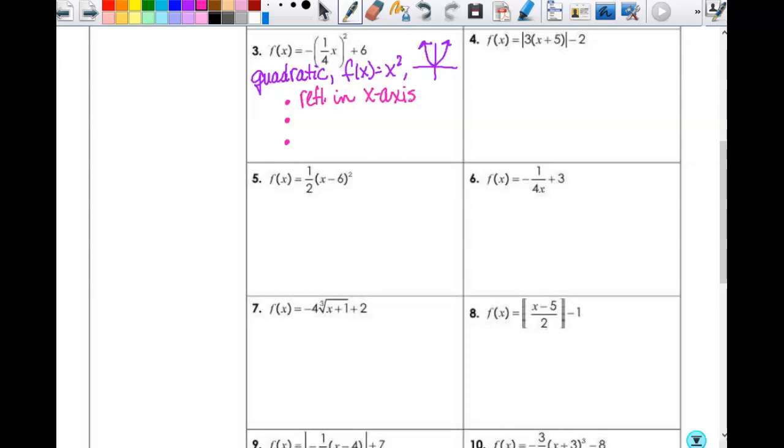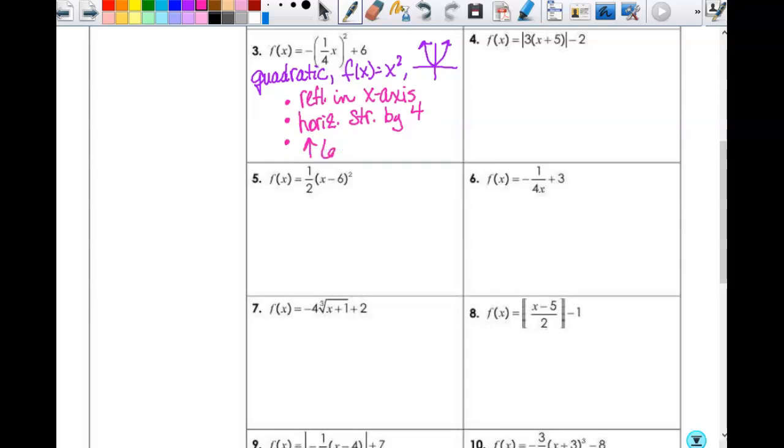All right, so this 1/4, does it affect x or does it affect y? X, and it's being multiplied, so since it affects x, it's horizontal. Is it a stretch or a compression? Stretch, because x flips, and it's by what? 4. Okay? And then that 6, what does that do? Y value, so it goes up 6. Very good.